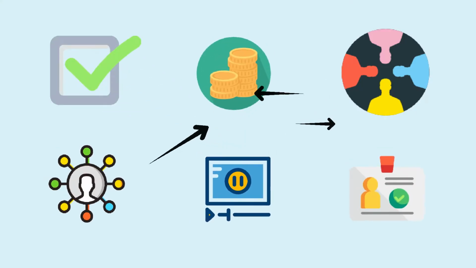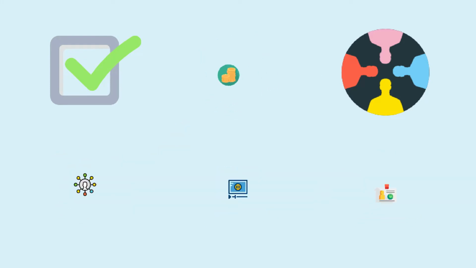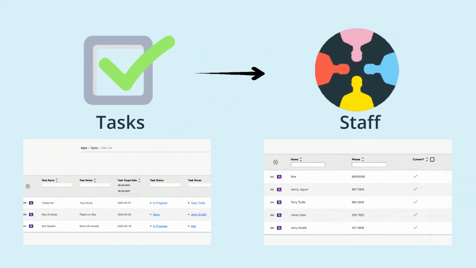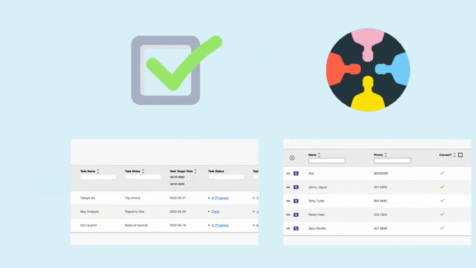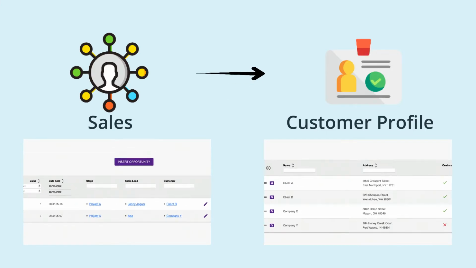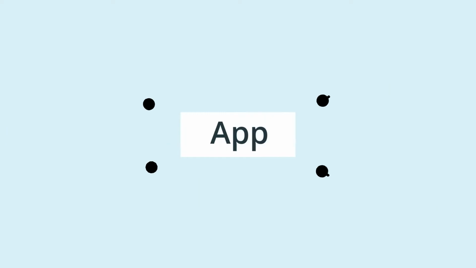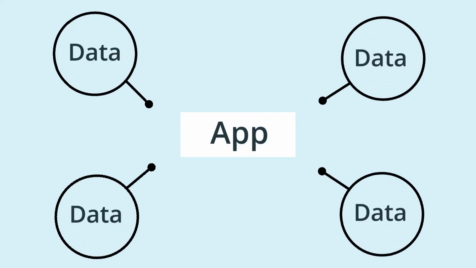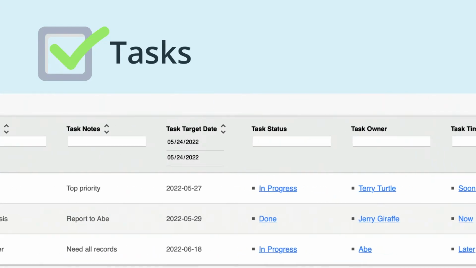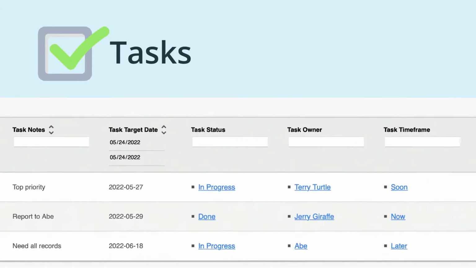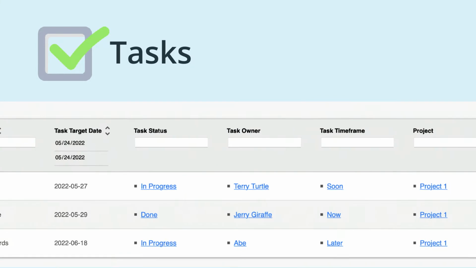Connections can be between different apps. For example, to-dos in the Tasks app are assigned to staff from the Staff app, and opportunities in the Sales app are related to customers from the Company Profile app. Connections can also be used to classify your data within the same app, like in the Tasks app, where each task is given a time frame and a status to track when it will be done and its progress.